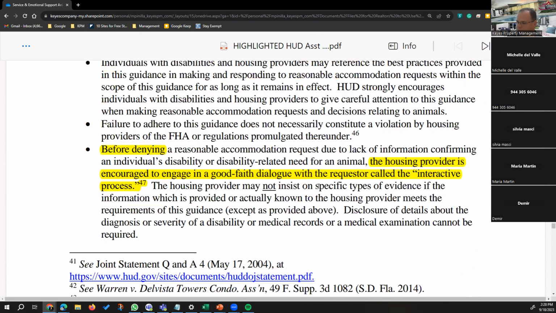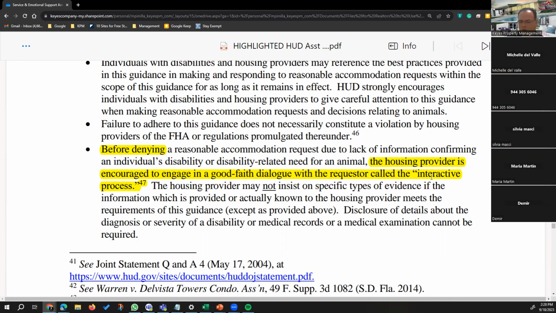This is the last piece, and I know I've said it a couple of times, and I think that based on how I told you how I deal with the tenants, with the owners, the tenants, and the realtors all at the same time, getting to a position of whether or not they should or should not have that animal, this is the lesson learned by FHA and HUD. Before denying a reasonable accommodation request due to lack of information confirming an individual's disability or disability-related need of the animal, the housing provider is encouraged to engage in good faith dialogue with the requester, called the interactive process.